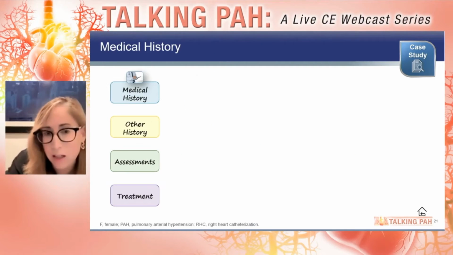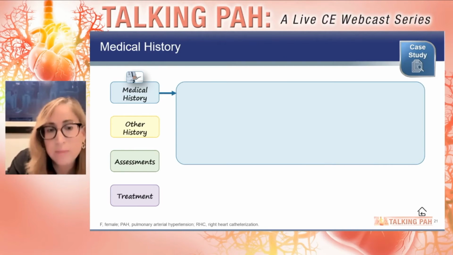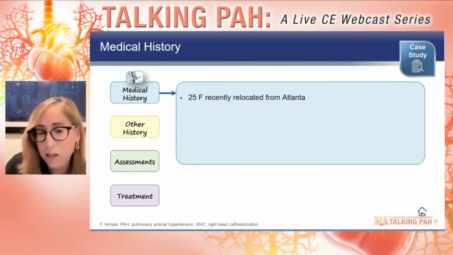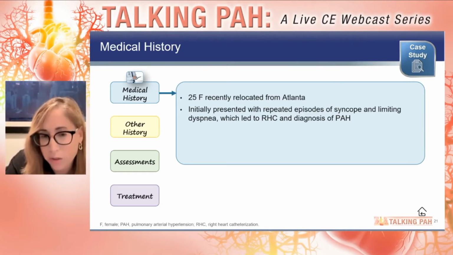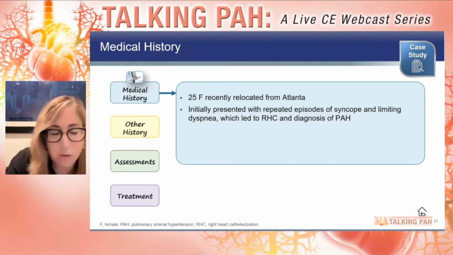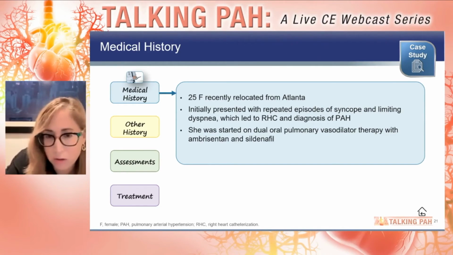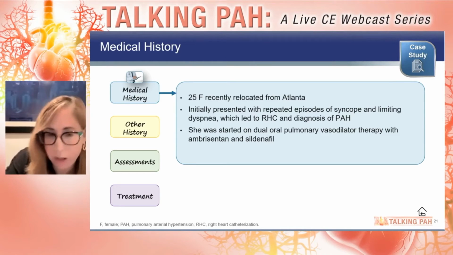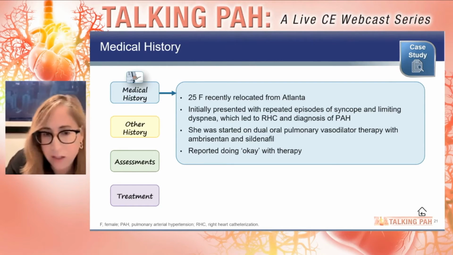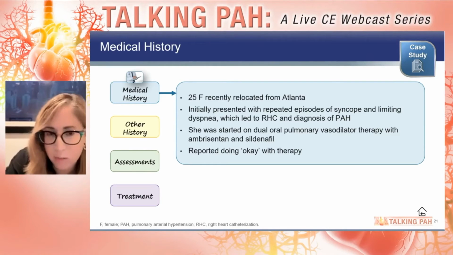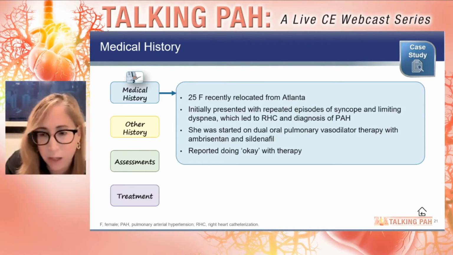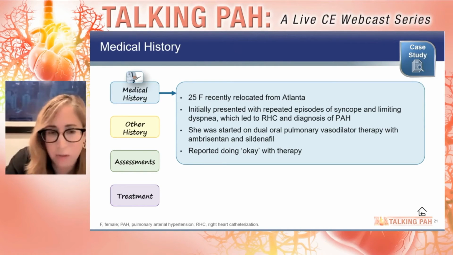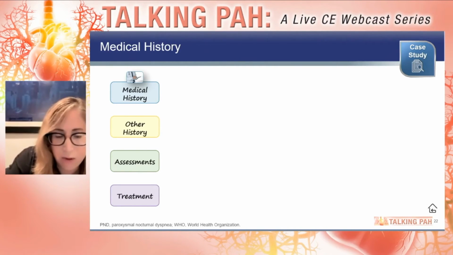So this is a 25-year-old female to try to put it all together. She recently relocated from Atlanta. She presented with syncope and dyspnea, and they did a right heart cath there and diagnosed her with PAH. She was started on dual therapy, ambrisentan and sildenafil. Now we often use ambrisentan and tadalafil because they're both once a day, but equal efficacy, and she reported, quote, doing okay. And that's part of the issue with young patients. They always say they're doing okay when they might not actually be doing okay. And you really need some kind of objective measure.